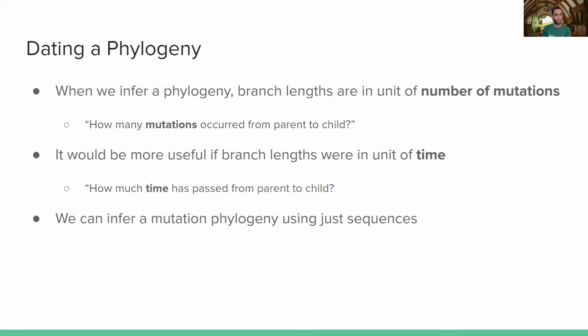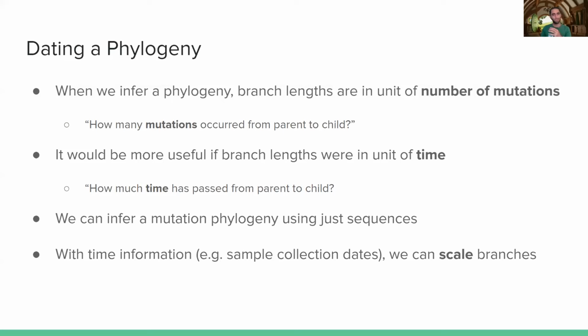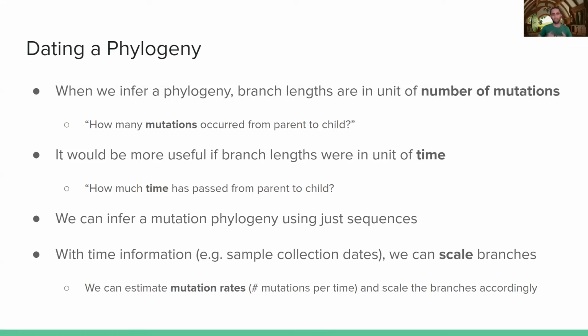So I can infer a mutation phylogeny using just the sequences, but then I overlay temporal information. If I have sample collection dates, so each of these viral samples corresponds to when some person physically came into my clinic, and I just write down what day that was, I can now use that time information for the leaves to try to scale my branches to transform them to unit of time. So essentially what we're doing is estimating mutation rates, the number of mutations per time across every branch in the tree, and then we're just scaling the branches accordingly.